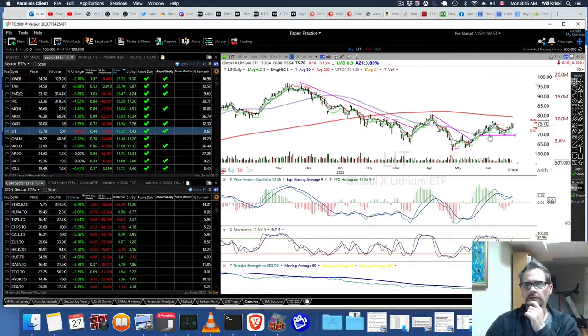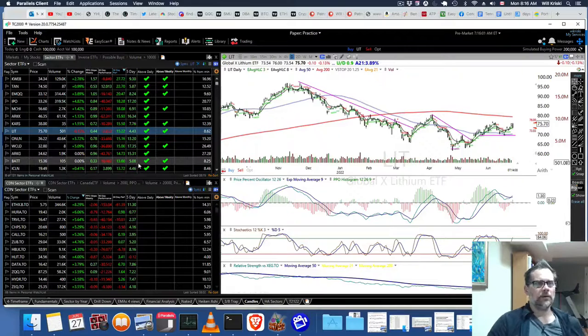We have higher lows established here. We sort of broke out, came back down, but then broke up again. But we're stuck a little bit below the 200, between the 50 and the 200-day moving average. Battery, iClean, those are the EV, alternative energy type stuff.